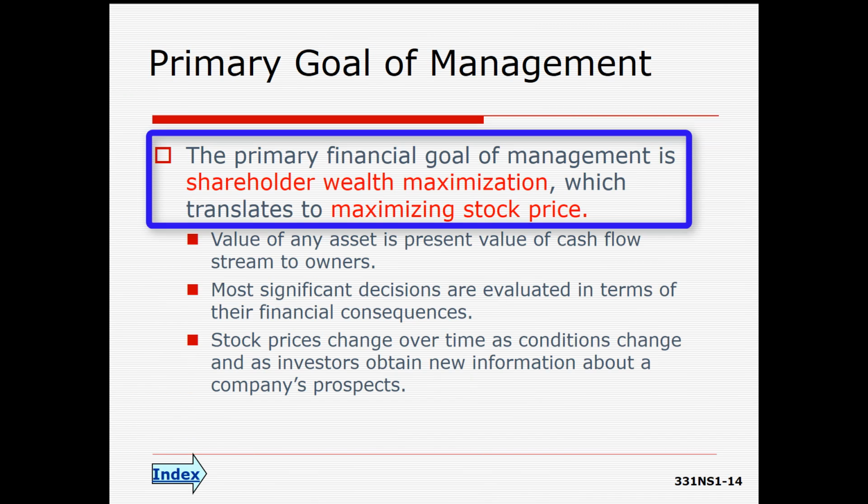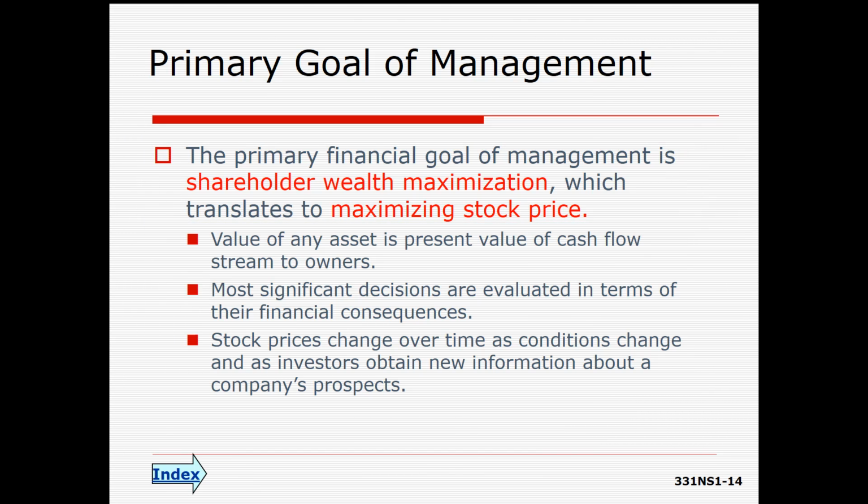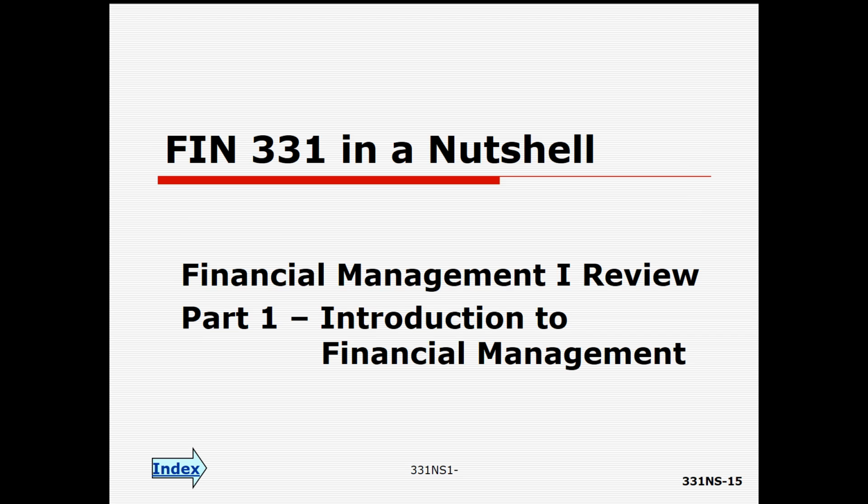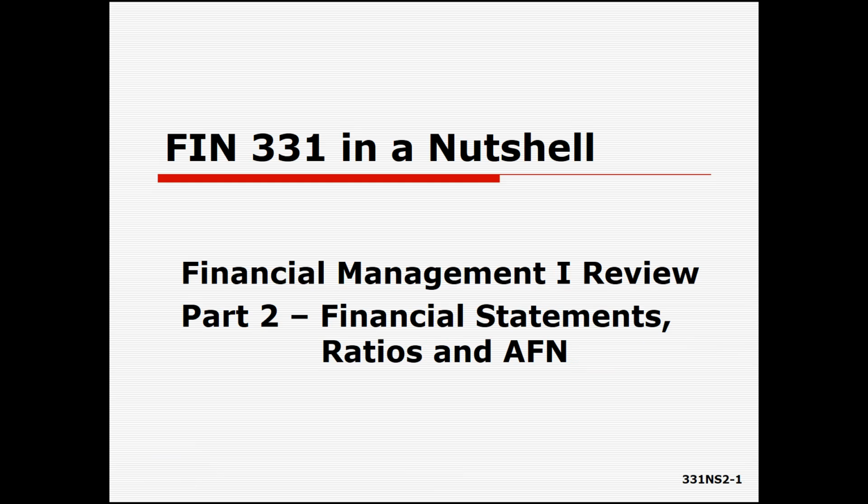Bottom line, the primary goal of corporate management should be to maximize shareholder wealth, which means maximize the stock price. All management decisions should be approached in terms of how they'll affect the value of the firm and thus the stock price. This ends our first part of 331 in a nutshell. In this section, we'll review some basic accounting from 331: financial statements, basic ratios, and additional funds needed, AFN.